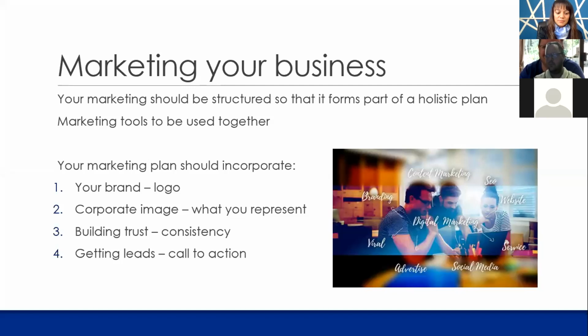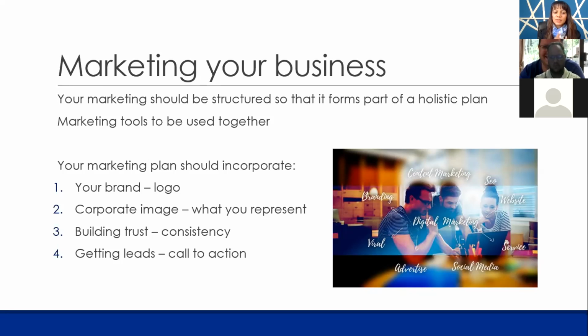So, to get into the swing of things, the first thing that you need to know about marketing your business is that your marketing should be structured so that it can form part of a holistic plan. Your marketing tools should essentially work together, so that you can have a complete marketing plan available, reach more people and build your brand. There are 4 main components that your marketing plan should include, and that's your brand, firstly. That would be your logo.